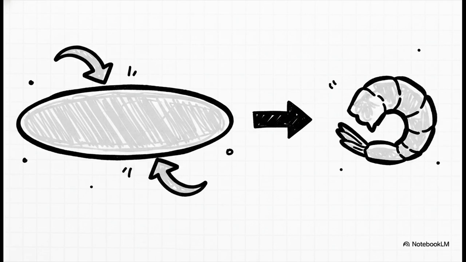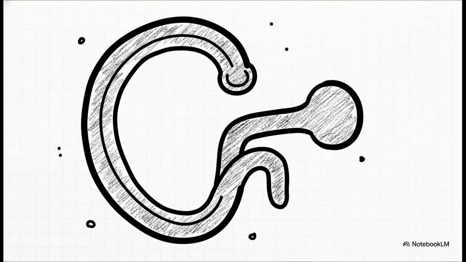Then, by week 3, things literally start folding into place. The flat embryo folds longitudinally, both cranially toward the head and caudally toward the tail. It's an amazing transformation that takes it from a flat pancake shape into something that looks a lot like a tiny little shrimp. And this folding is an absolute game changer because it shapes part of the yolk sac into a gut tube, which then divides into the foregut, midgut, and hindgut.